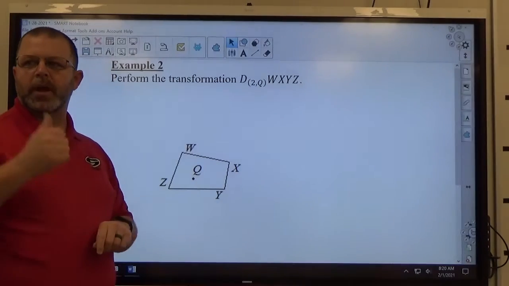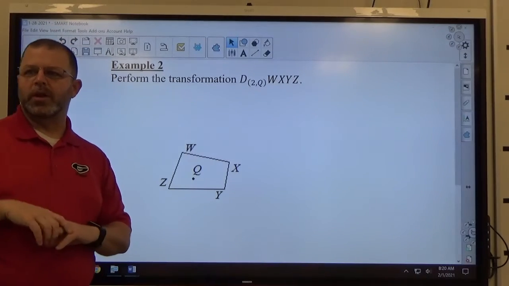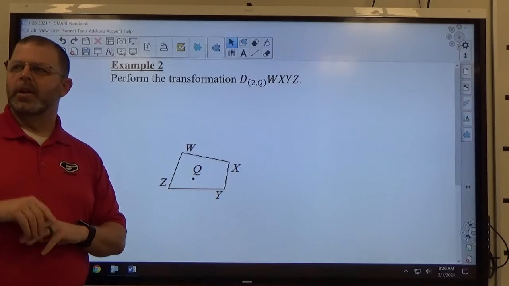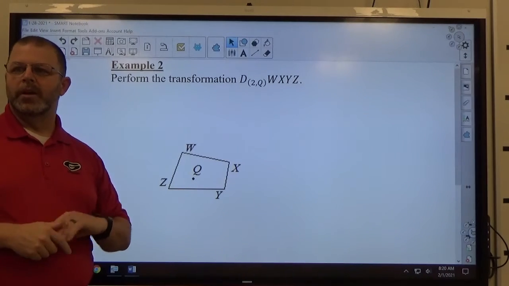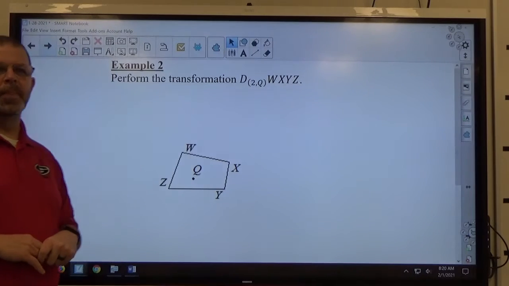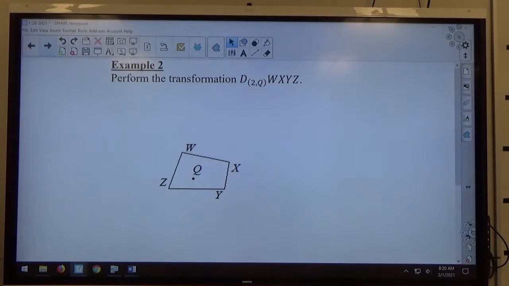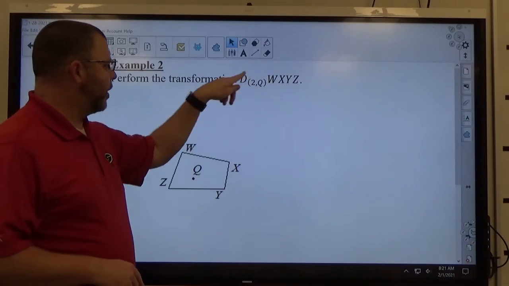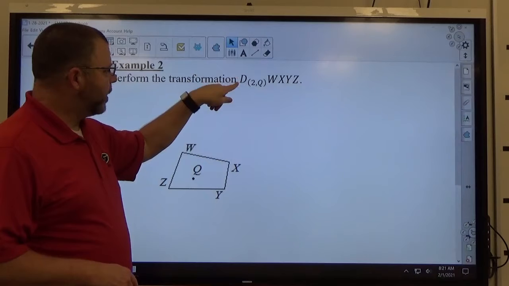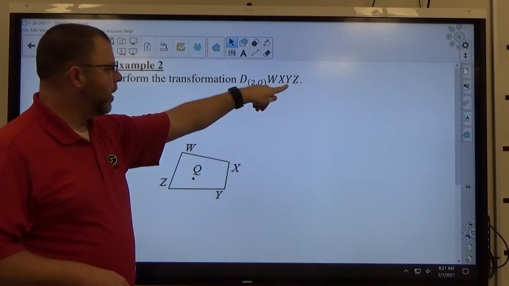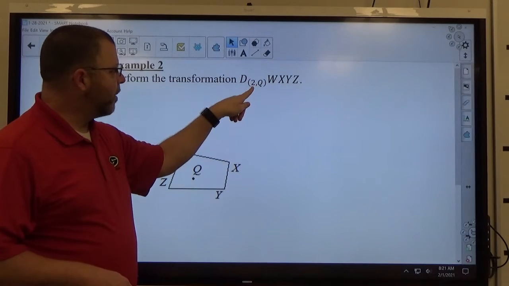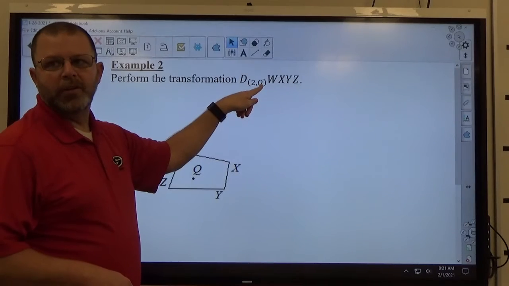Remember from the other, we had capital R was rotation, capital T was translation, lowercase r was rotation, right? So capital D means dilation. So we have all our transformations. I'm really going to be focusing on dilation in this chapter. We're not going to be going back to chapter 3 stuff, just reminding you that we had some notations for that. And the dilation directions here, the operation here: dilate the figure WXYZ by a scale factor of 2 around the point of dilation Q.